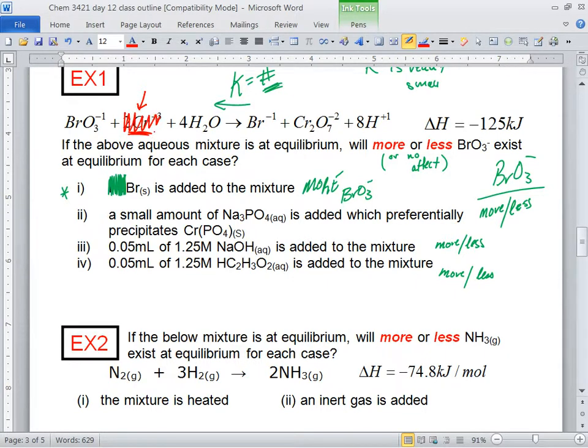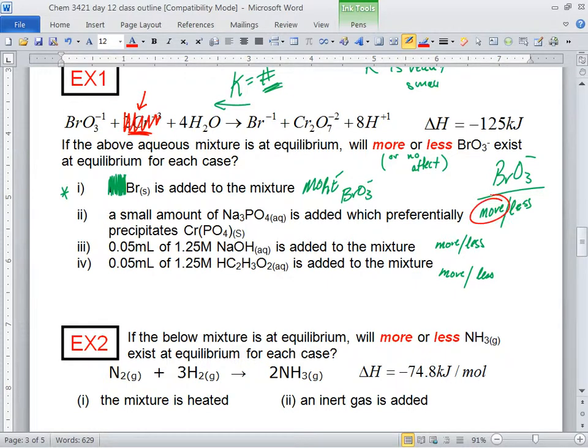So now you have a hole here. Now I guess it doesn't make sense to really talk about product anymore. It makes more sense to talk about reactants. So do we have too much or not enough reactant? Not enough. It's got to shift towards reactants to make up that difference. So that means we're going to have more bromate.